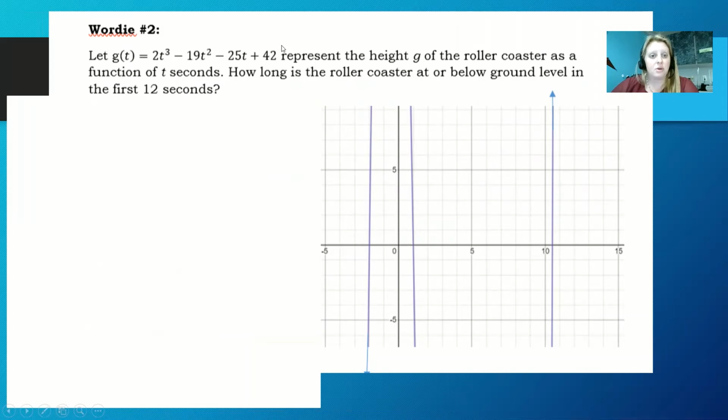So we're going to do another word problem. It's very similar to the one we just did. We're just kind of reiterating that whole concept of using synthetic division to help us factor. So we have a roller coaster. It's the graph of a cubic.